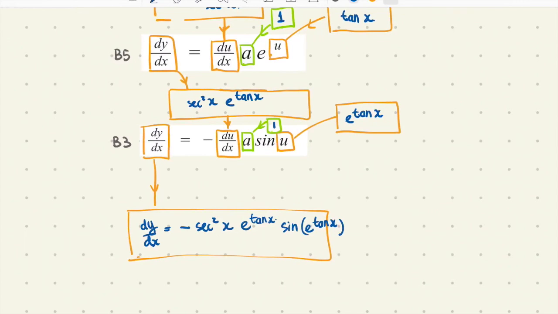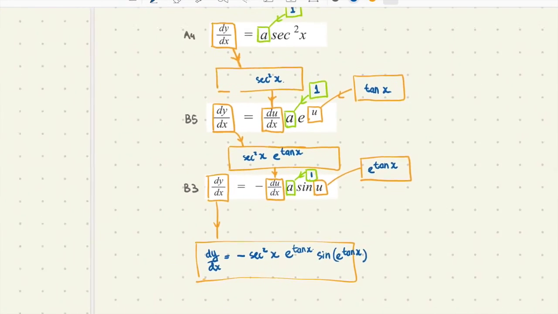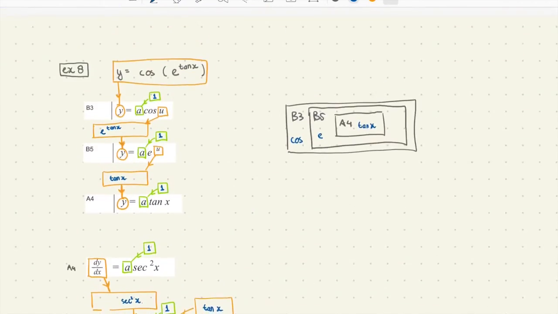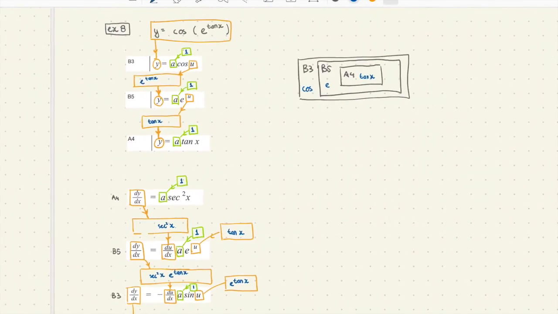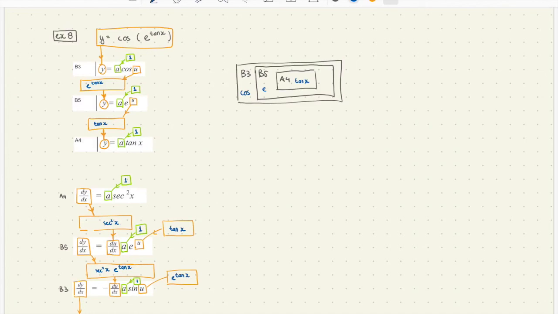I think by now you're already quite familiar with formula group B. You can easily apply the formula to solve your problem.